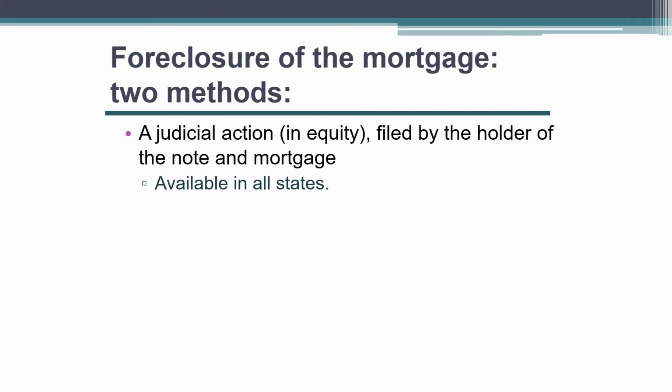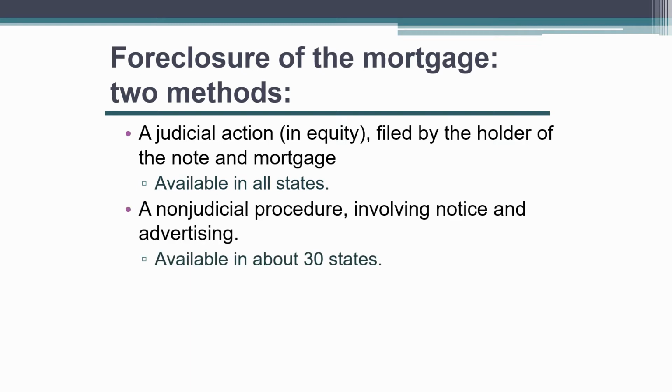The first one is a judicial action. It's an equitable proceeding, and it's filed by the holder of the note and mortgage. All states have judicial foreclosure. The other method is called a non-judicial foreclosure. It generally involves giving notice to the borrowers, advertising the sale, and then conducting the sale without any court supervision. There are about 30 states that have non-judicial foreclosure procedures as well. And in the states that have non-judicial procedures, the great majority of the foreclosures in most of those states are done by a non-judicial foreclosure.